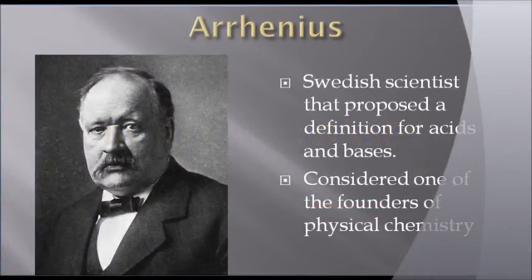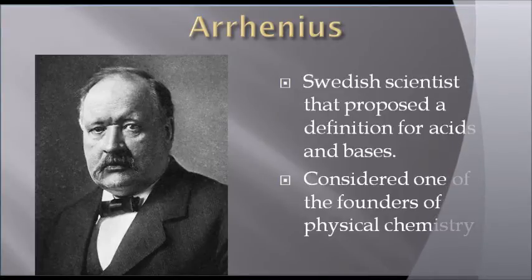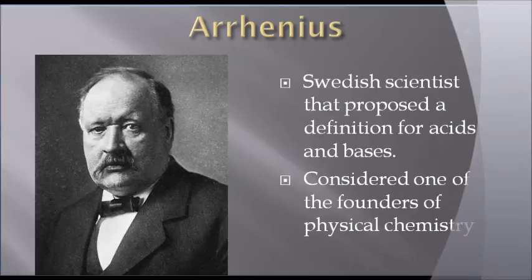If pure water itself is neutral, how does an aqueous solution become acidic or basic? The first person to answer this question was the Swedish chemist Svante Arrhenius, who in 1883 proposed what is now called the Arrhenius model of acids and bases, which gave the basic definition of acids and bases. The Arrhenius model states that an acid is a substance that contains hydrogen and ionizes to produce hydrogen ions in an aqueous solution. And Arrhenius is considered to be one of the founders of physical chemistry.